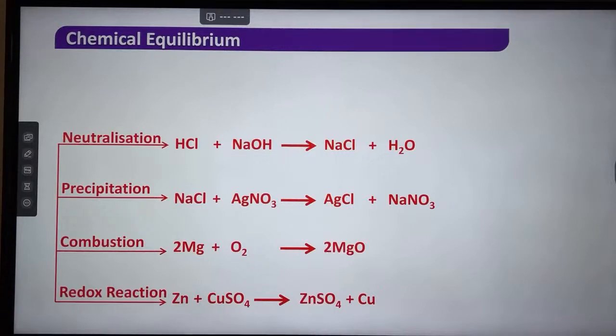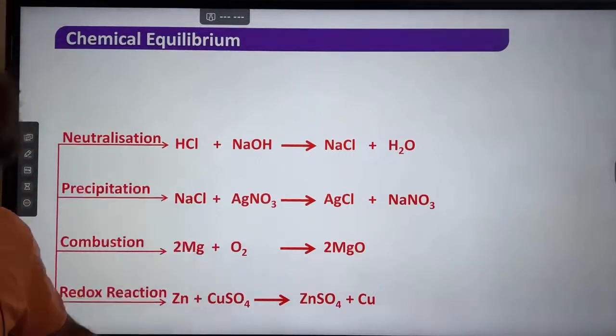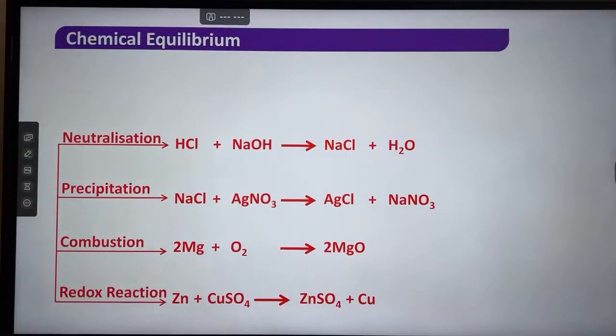Now please have a look at these reactions. Can you tell something common in all these reactions? Don't write it down. We all know all of these reactions. Like they are exothermic. Okay, neutralization, precipitation, combustion, yes. Redox, can't say.